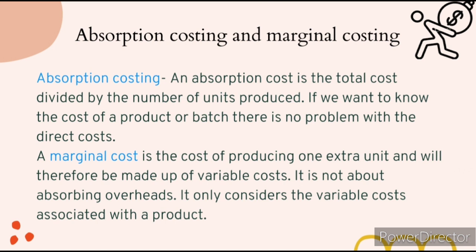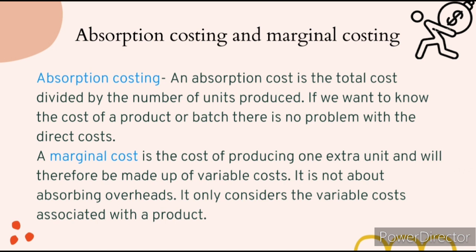Absorption costing and marginal costing. Absorption costing: an absorption cost is the total cost divided by the number of units produced. If we want to know the cost of a product or batch, there is no problem with the direct cost. We simply take all those costs directly attributable to that product or batch and add them up. It is the indirect costs which are the problem.